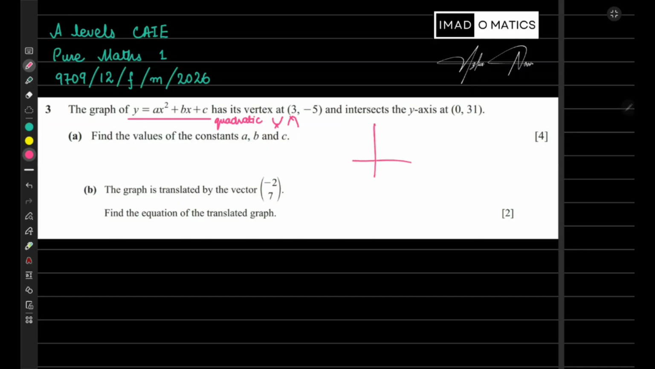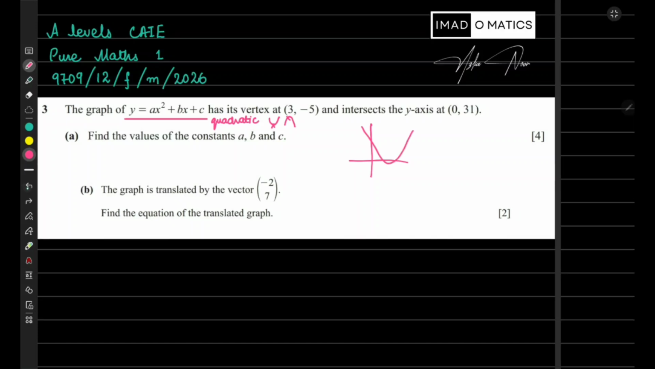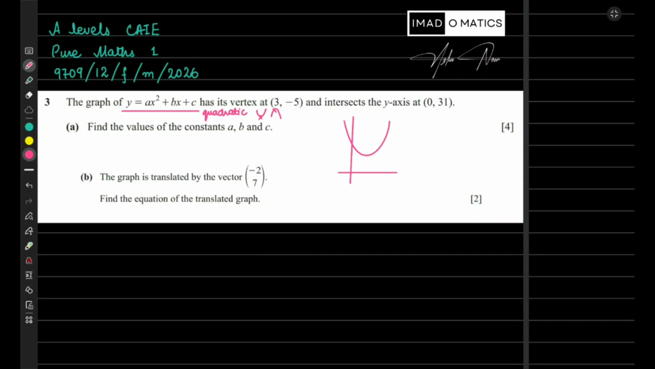So that means that if it is an open upwards kind of graph, it is intersecting the y-axis at (0, 31), like this. So we need to find the values of a, b and c. Two things are being given to us: one is the coordinates of the vertex and one is the y-intercept. We can clearly infer two things from it directly.